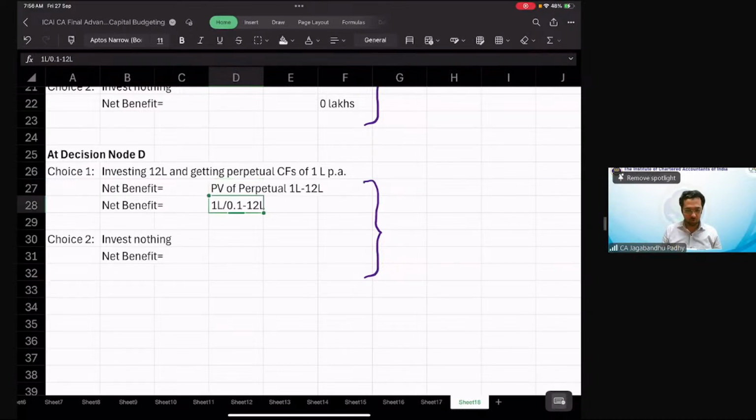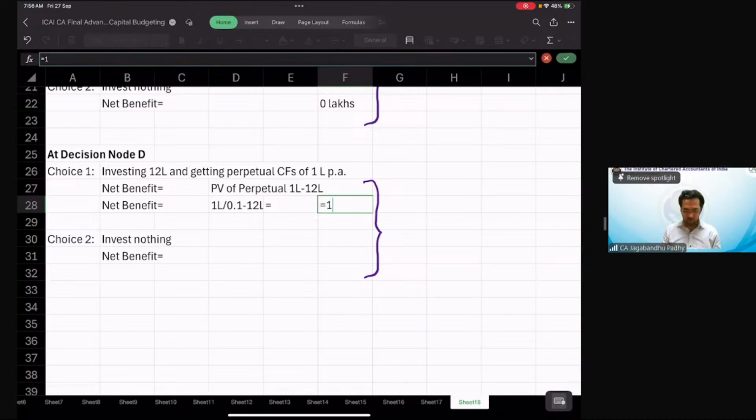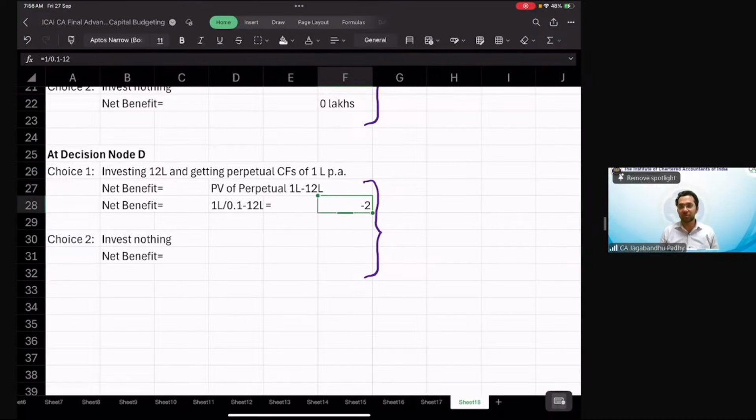Right? So this turns out to be how much, guys? 1 divided by 0.1 minus 12. So it's minus 2 lakh. So net benefit is minus 2 lakh. And if you're investing nothing, if you're not going to invest this 12 lakh, the net benefit is going to be 0. So what's going to be your decision?